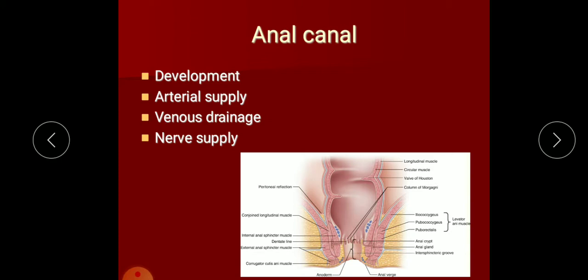Nerve supply above the pectinate line is by autonomic nerves. Below the pectinate line, it is by somatic nerves. So that is the difference in all these: arterial supply, venous drainage, nerve supply. The main cause behind that is the developmental reason. Fine. So I think with that we finished the hindgut derivatives.